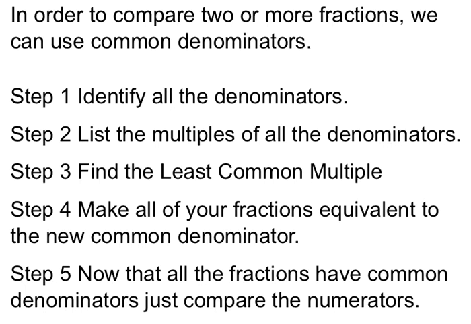All right, so in order to compare two or more fractions, we can use common denominators. Step 1, identify all the denominators. Step 2, list the multiples of all of the denominators. Step 3, find the least common multiple. Step 4, make all of your fractions equivalent to the new common denominator, which is that least common multiple. Step 5, now that all the fractions have common denominators, you can just compare the numerators, and then put them in whatever order is being asked.